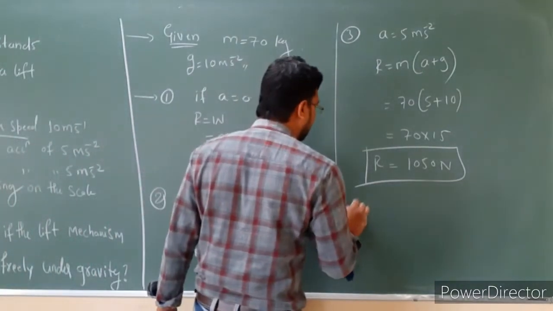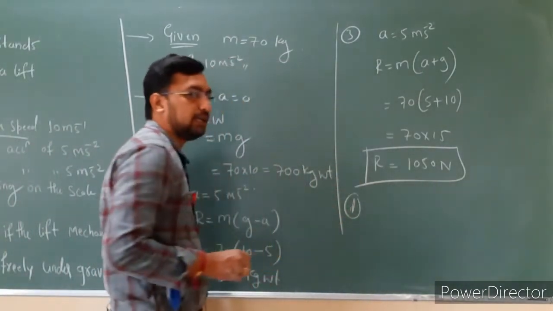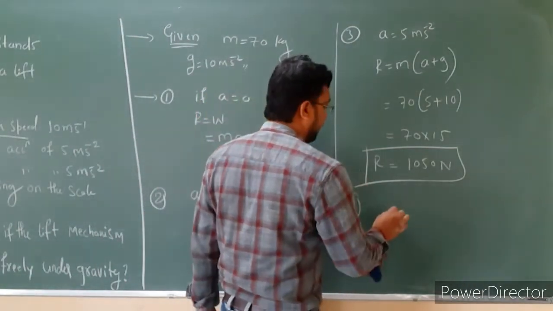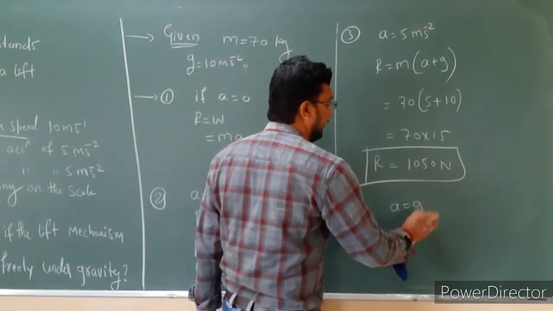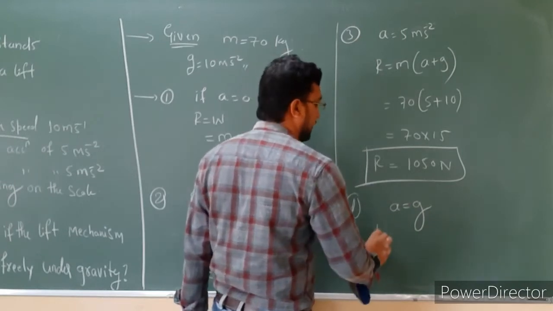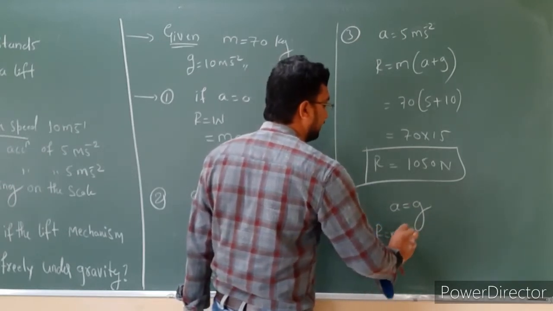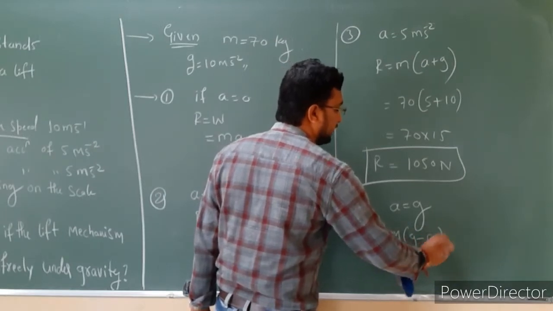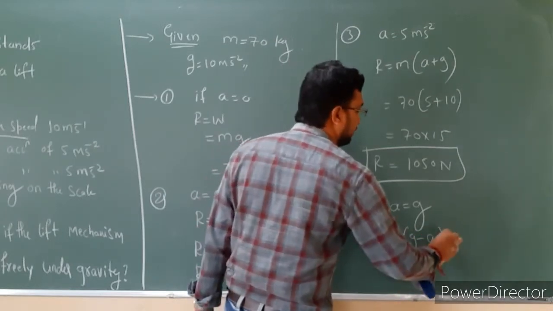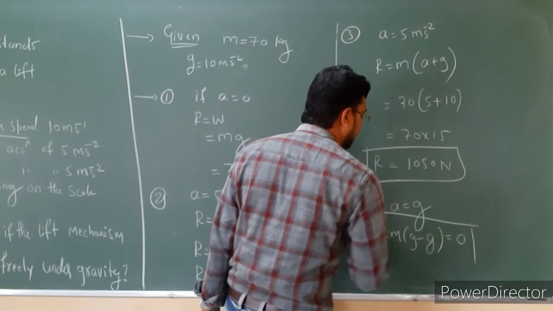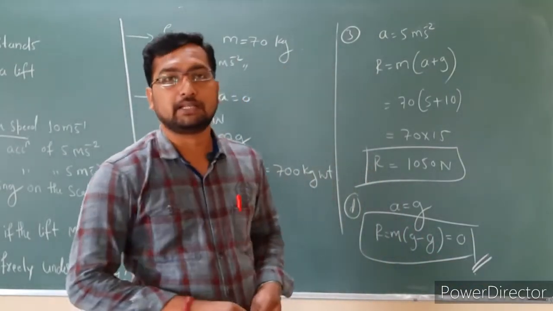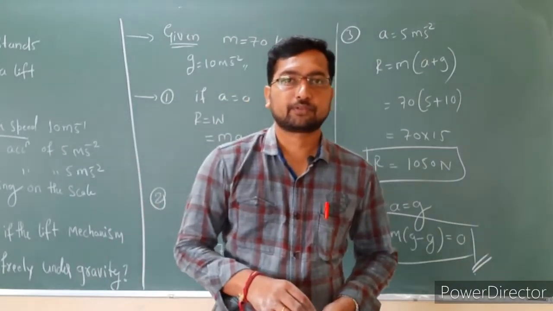And the last case, if the lift falls freely, that means the acceleration of the lift and the acceleration due to gravity are both equal. So here a is equal to g. Then R is equal to m bracket of g minus a. Here a value is g, so g minus g is equal to 0. In that case, the apparent weight of the person in the lift is 0.